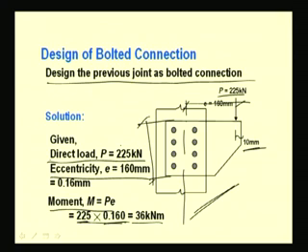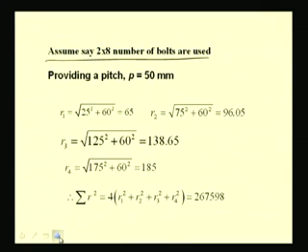The bolt diameter can be made more if the depth is less, because the number of bolts will be less in that case. So, if we increase the diameter of the bolt, then the number of bolts will be less, and the depth of this bracket will be less as well.